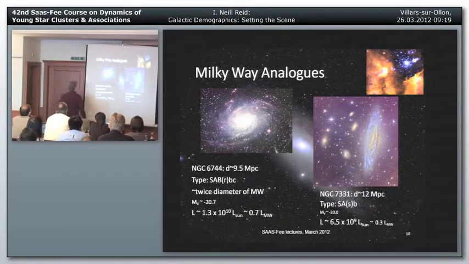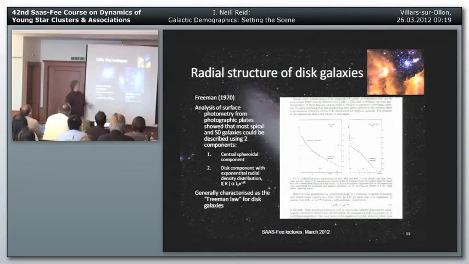Analogues for the Milky Way. This was an interesting exercise. The Milky Way is generally described as an SBc spiral. When you go into the literature and try to find galaxies that are described as analogues, none of them appear to be SBc. NGC 6744 is described as an analog of the Milky Way. It's twice the diameter, it's not as bright as the Milky Way, and it's an SAB galaxy. NGC 7331 is another one that's been described as an analog of the Milky Way. It's not quite as luminous as the Milky Way, and it's described as an SAB spiral. But this is the big picture of what our galaxy looks like.